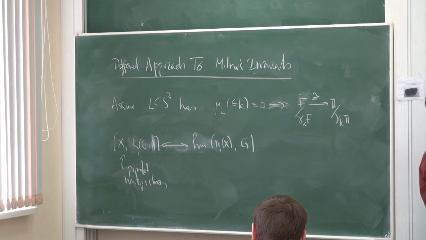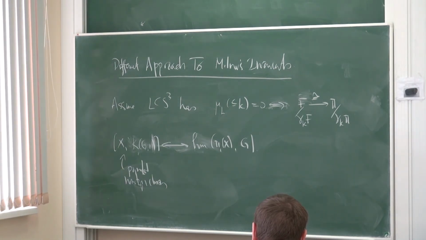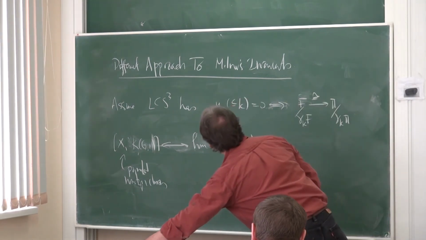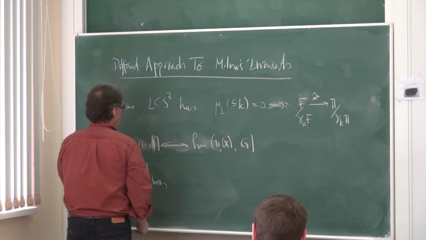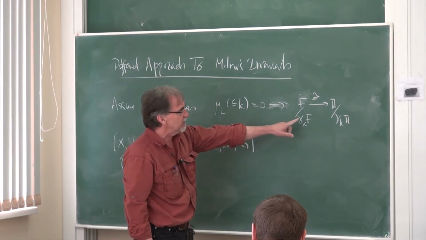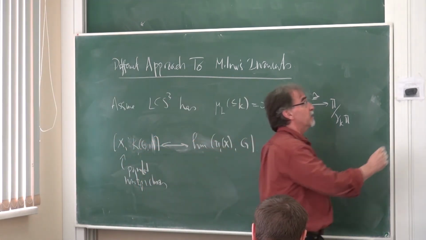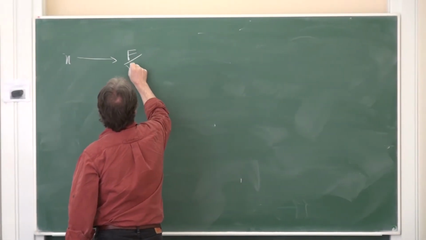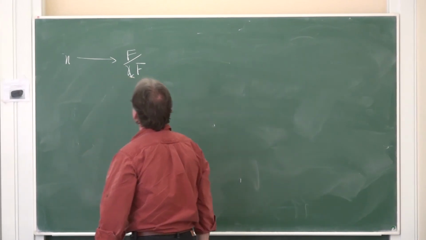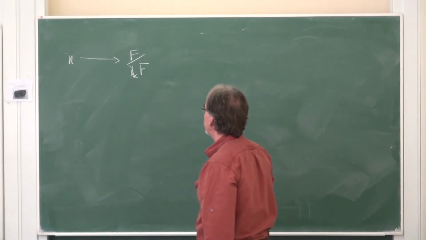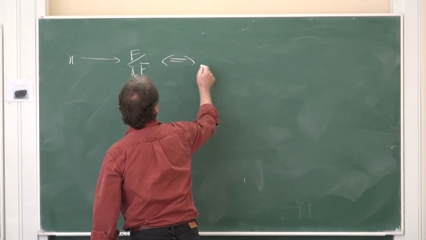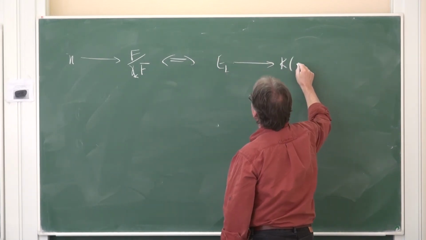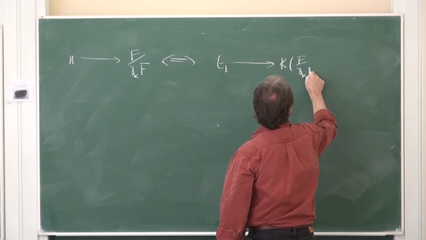And so, I have this map from pi to F mod gamma_k. If the Milnor invariants of length less than or equal to k vanish, I have this map from pi to F mod gamma_k of F. And that corresponds to a map from the exterior of the link to the K(F/gamma_k F, 1).